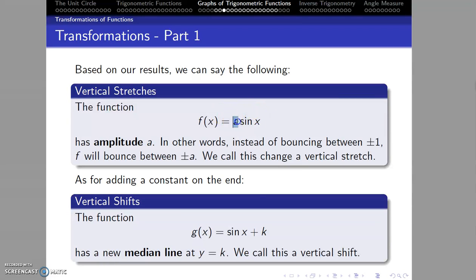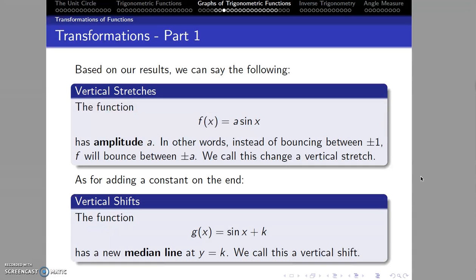And so this value a is the value of what we call the amplitude for sine and cosine. So instead of bouncing between plus or minus 1, it now bounces between plus or minus a. And also, as I mentioned before, adding some number at the end just shifts your median line, and by extension all the other points as well, by that number. So respectively, we have a vertical stretch because we are stretching our graph, and we have a vertical shift because we're moving everything up or down. Those are the words we use to describe these things.